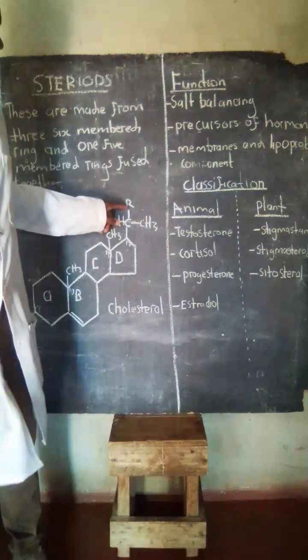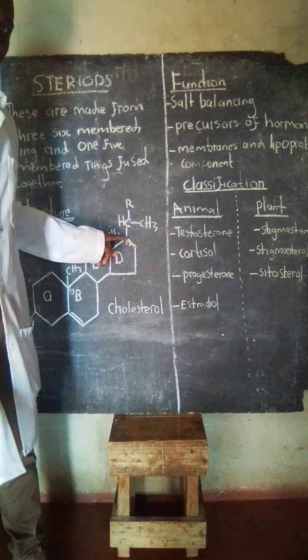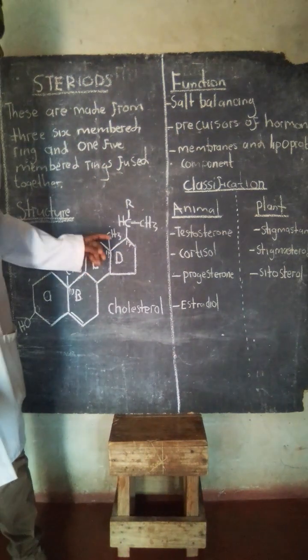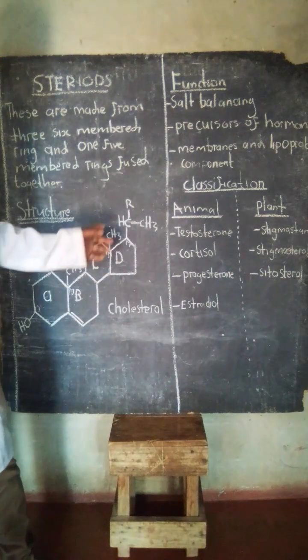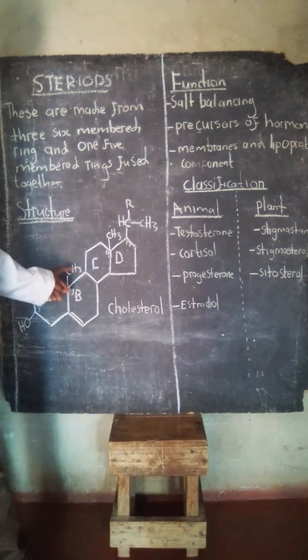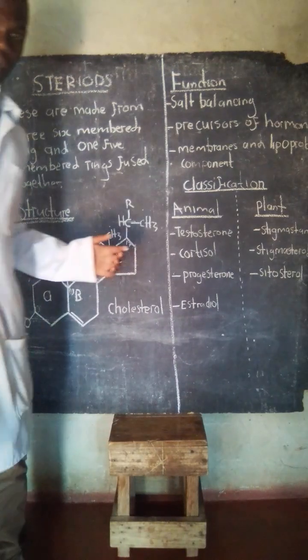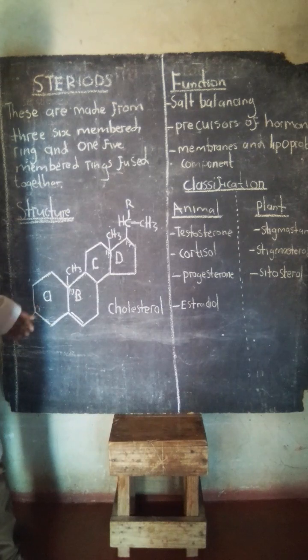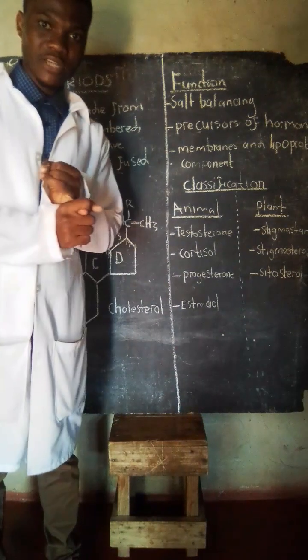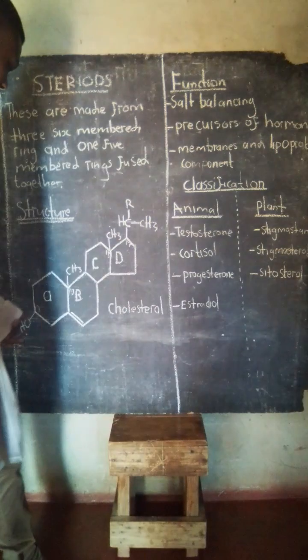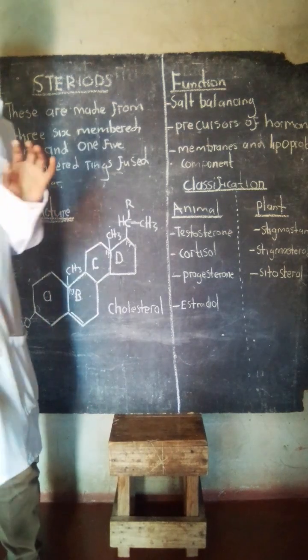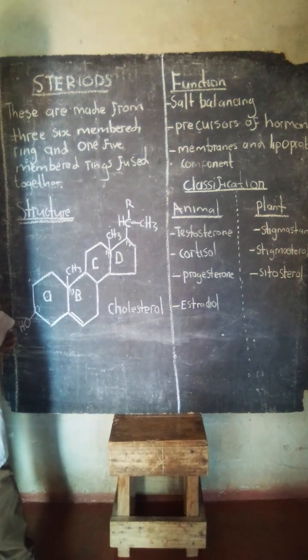That's why we are seeing the R group there. So at carbon number 17, there is an alkyl group attached. Then at carbon number 13, you are going to have either a methyl group or any other functional group. At carbon number 10, you are going to also have a methyl group, if you're talking about cholesterol. Then the most important thing is that at carbon number 3, you are going to have either a hydroxyl group or a carbonyl group. A carbonyl group has a double bond attached to a carbon and also to the oxygen. So in this case, we have the OH.